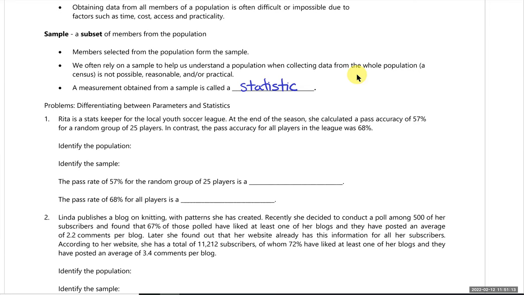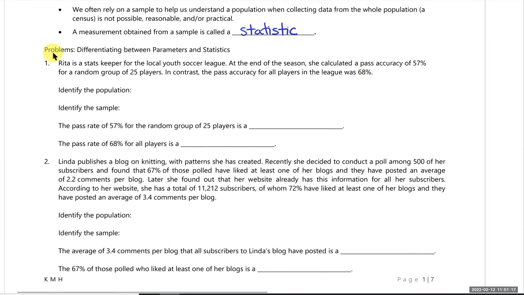which is what we're about to do. So Rita is a stats keeper for the local youth soccer league. At the end of the season, she calculates a pass accuracy of 57%. And Rita based that on a random group of 25 players. In contrast, the pass accuracy for all players in the league was 68%. So maybe Rita didn't have time to get data from everybody, so she just looked at 25 players. But they do have information on the whole population. So the numbers aren't the same, but this would be the best that Rita could do to figure out what's happening in the league.